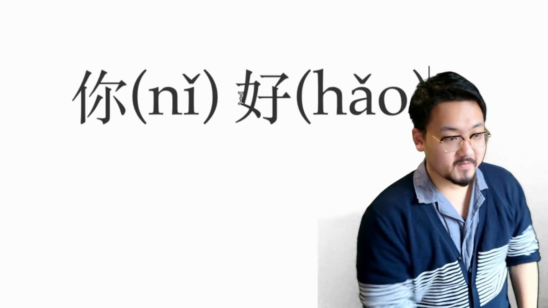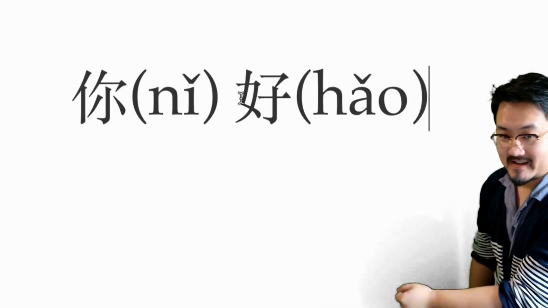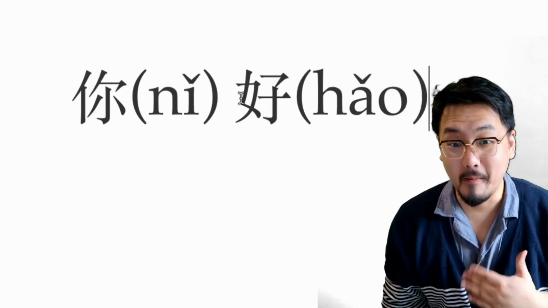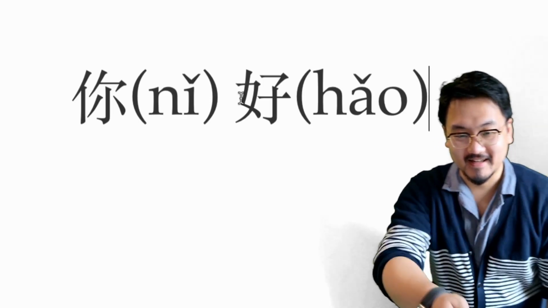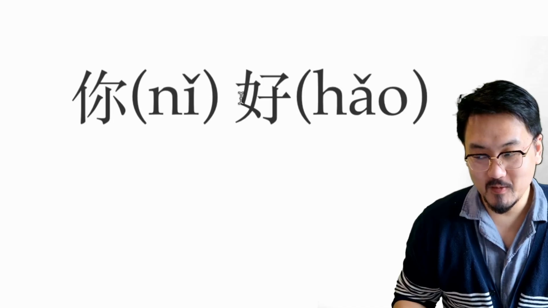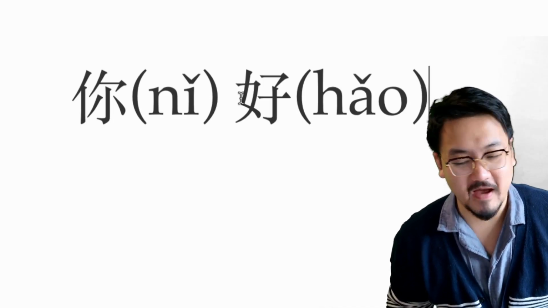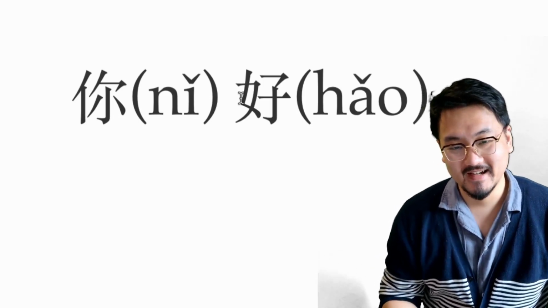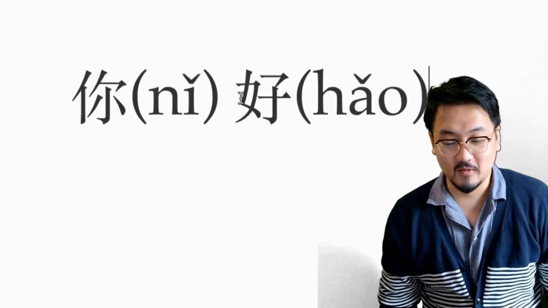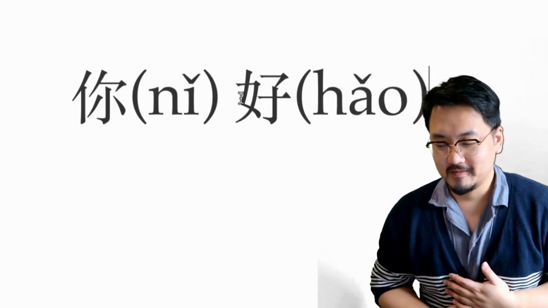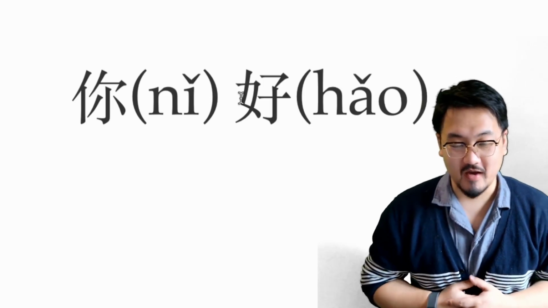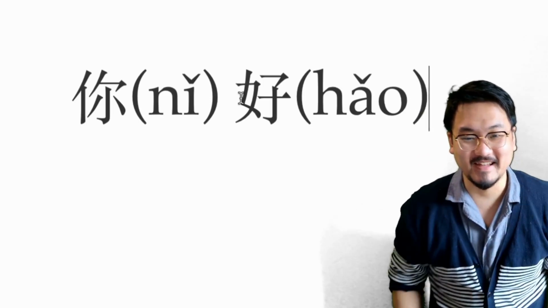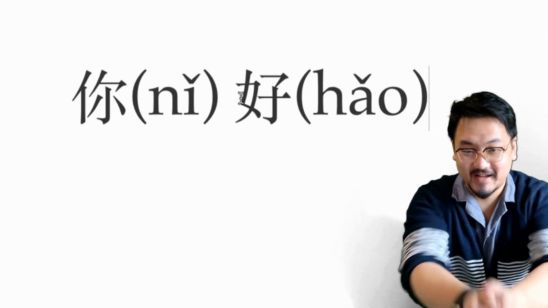Sometimes you might hear people quickly repeat this, 你好, 你好, 你好, and that's really native. Just saying 你好 once is kind of too formal. Normally, for example, a businessman would say 你好, 你好, which is something like hello, hello, hello.